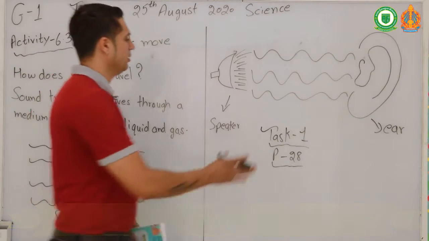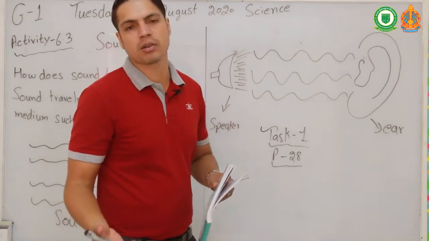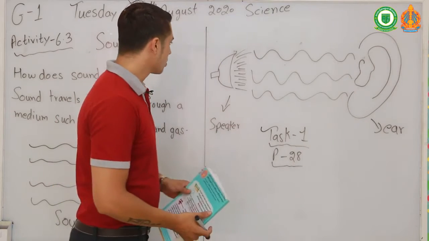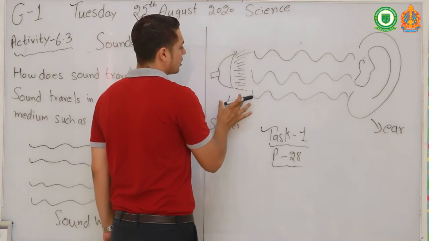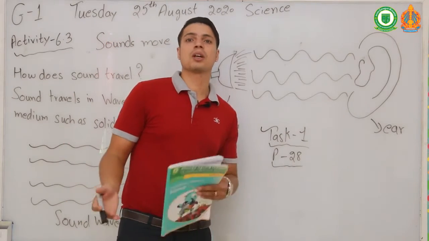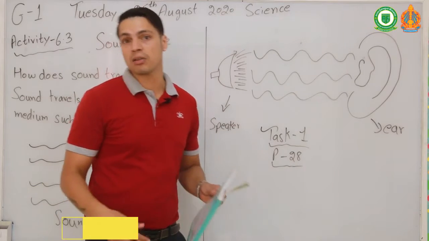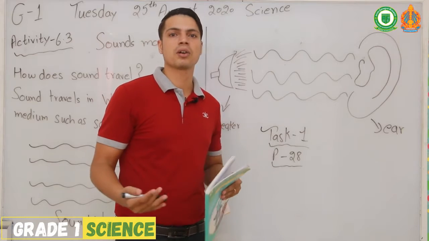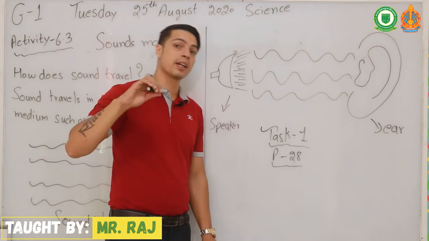So have a look here. How do we hear things? Now the question is, how do we hear things? Here is the speaker. A speaker is a source of sound. There are so many sources of sound around us. We hear sound constantly, like from a bus. When we talk, we produce sound, and we hear a lot of sounds. But how do we hear sound?